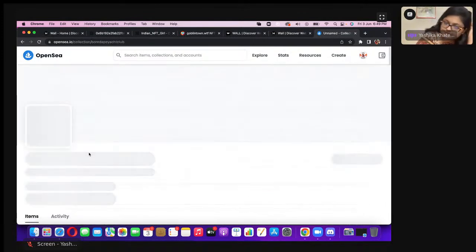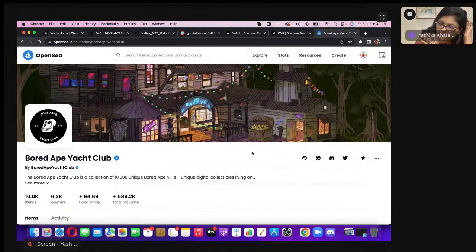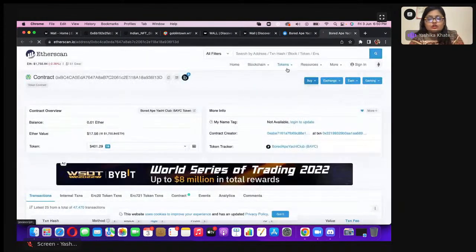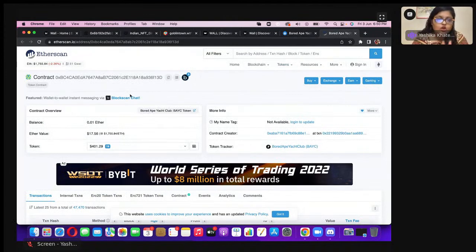Another way to check this distribution would probably be, for example, if I go to Bored Ape, I click on Bored Ape, and then I go on Etherscan. So what Etherscan is, basically any transaction that is happening on the Ethereum blockchain, whether it is transferring ether currency, or transferring an NFT, or anything related to ether, you can find all of its history and everything on Etherscan.